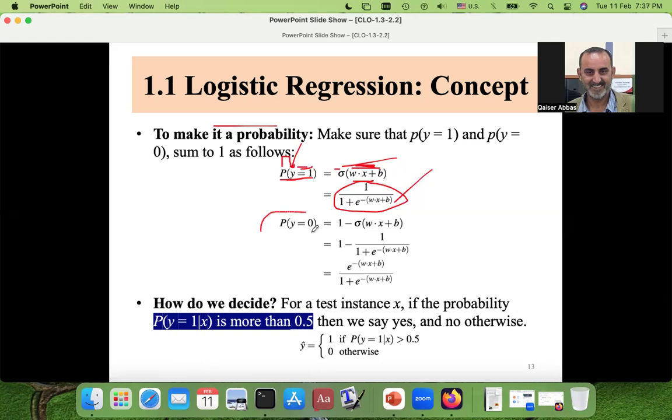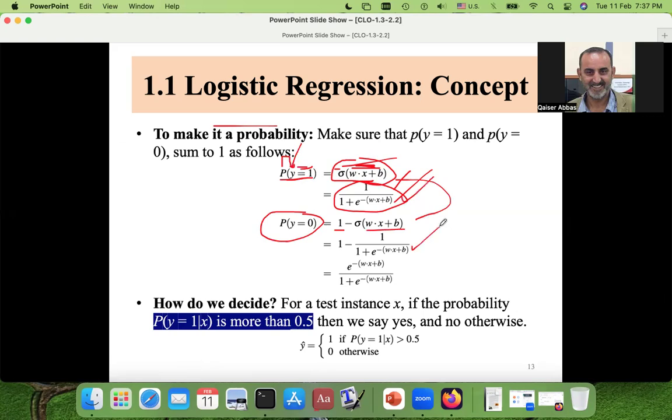And if the other class would be predicted, then how can we find the probability? We already found this probability. We have to subtract this probability value from 1, nothing else. So 1 minus sigmoid of w dot x plus b. The opened form of this is already here.